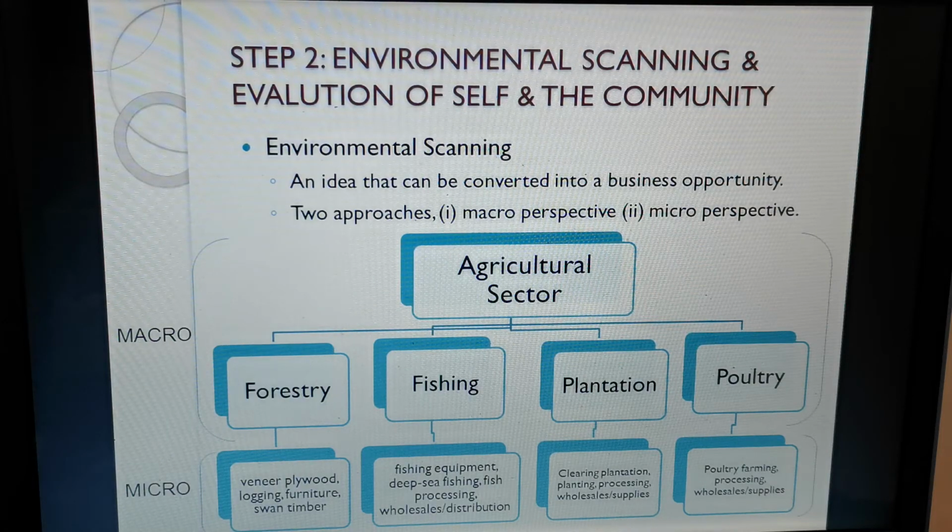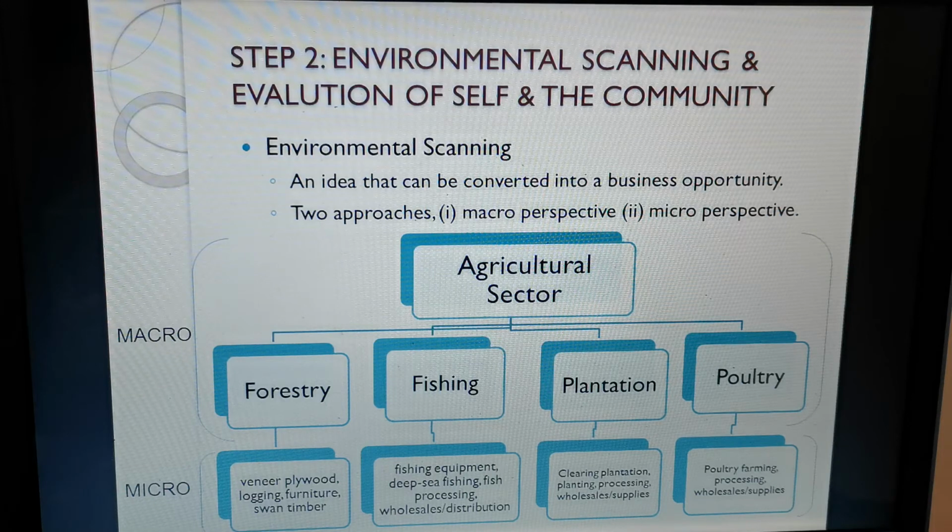Step number 2 is environmental scanning and evaluation of self and the community. So we have to scan the environment first, which is an idea that can be converted into a business opportunity. There are two approaches. One we call macro, and the other we call micro. For example, in the agriculture sector, there are 4 types of macro: forestry, fishing, plantation, and poultry. Detailing down, for forestry, we have veneer plywood, logging, furniture, sawn timber.